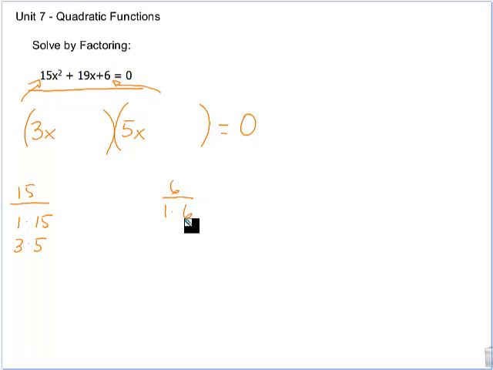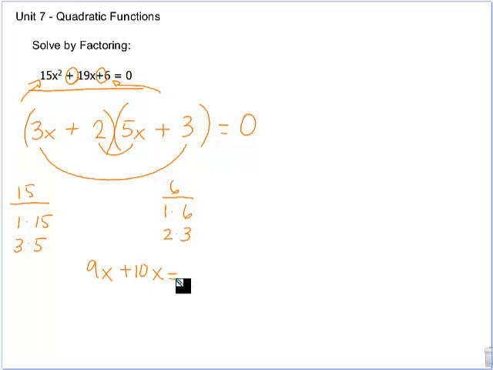Our last terms have to multiply to 6. Factors of 6 are 1 and 6, and 2 and 3. Once again, we want to think about most likely. Most likely here would probably be 2 and 3, so I'm going to fill in 2 and 3. We know they both have to be positive because they multiply to give us a positive number, and they add together to give us a positive number. And now we check. Our outside is 9x. Our inside is 10x. 9x plus 10x gives us the 19x, which was our middle term, so we did this correctly.